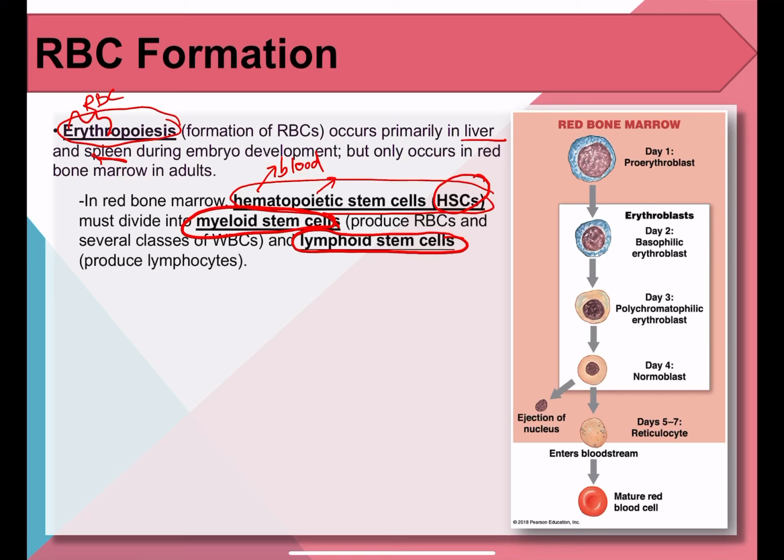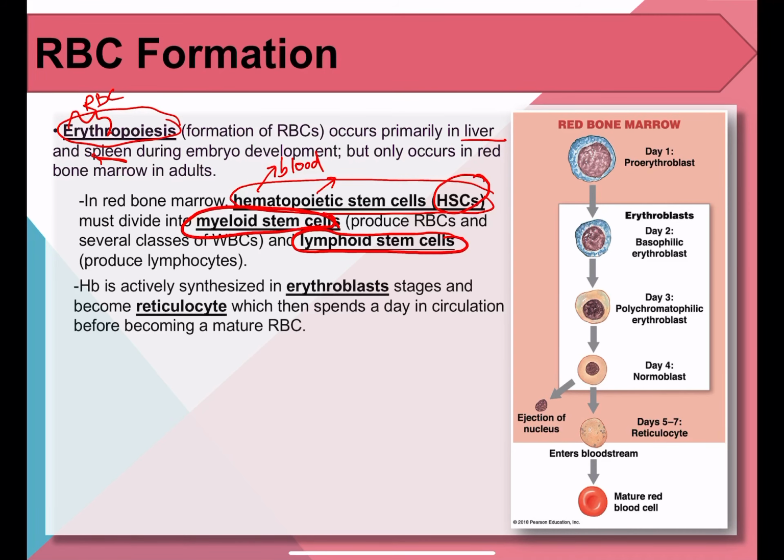Okay. And I'll show you a chart later on in the lecture that goes over the breakdown of what hematopoietic stem cell produces. It breaks down into a chart format the different stem cell branches that become your red blood cell, your different types of white blood cell, and also your platelets. Okay. So for myeloid stem cells, they will further differentiate into different what's called erythroblast stages, as illustrated in this particular figure here. There's proerythroblast, basophilic erythroblast, polychromatophilic erythroblast, normoblast.